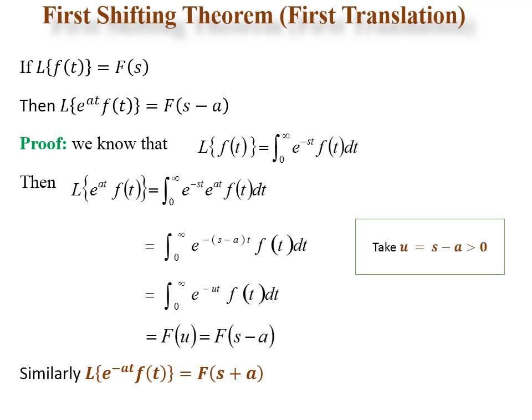Similarly, if the Laplace transform of e to the power minus at f(t) is given, then it will be F of s plus a. So this is known as the first shifting property of the Laplace transformation. This is a very useful property for handling the Laplace transforms of some functions.